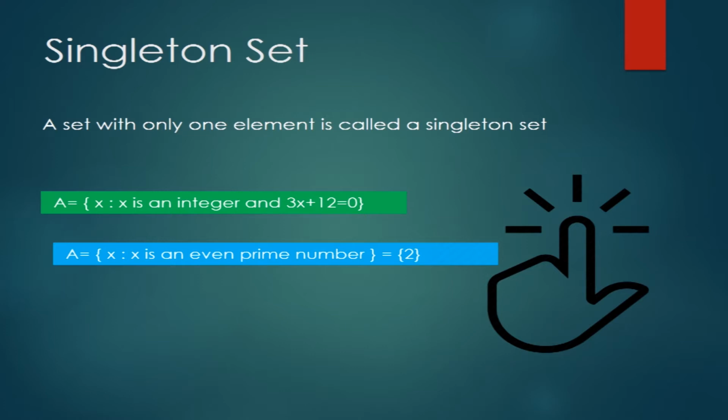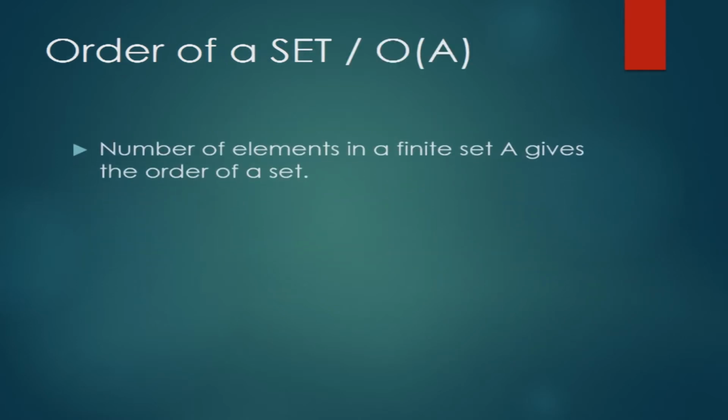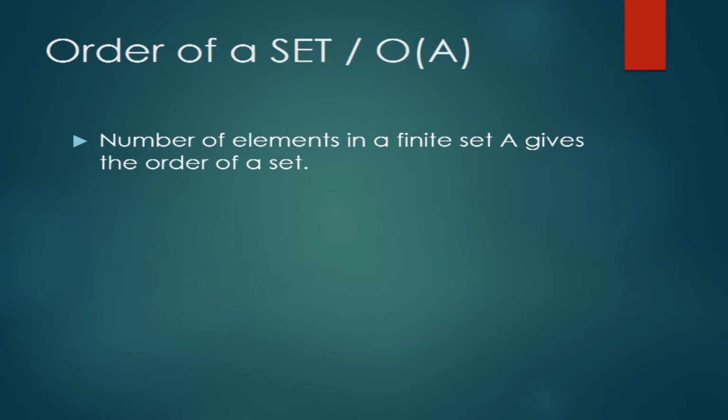Now, if we look at all types of sets, it is noticed that the number of elements is different in different sets. The number of elements in a finite set A gives the order of the set. In the English alphabet, there are 5 vowels: A, E, I, O and U. So, the order of the set of vowels is 5. Now, if we have to compare two sets, then different terms are used.